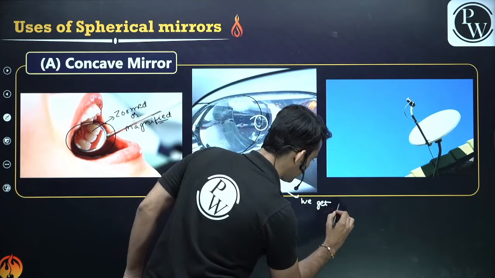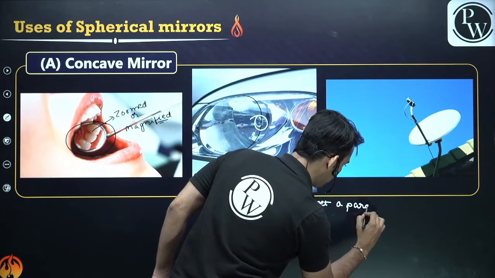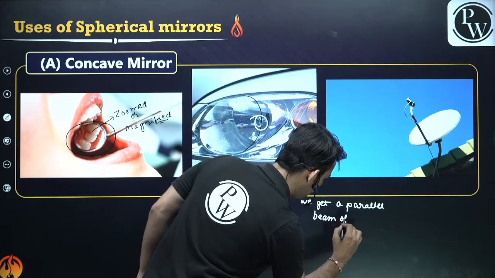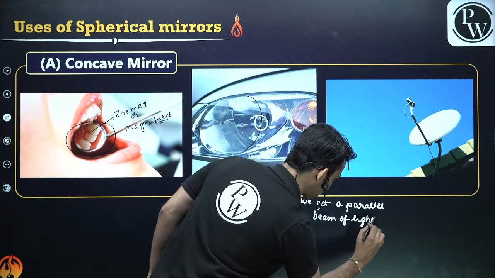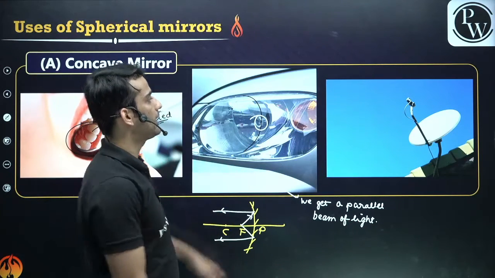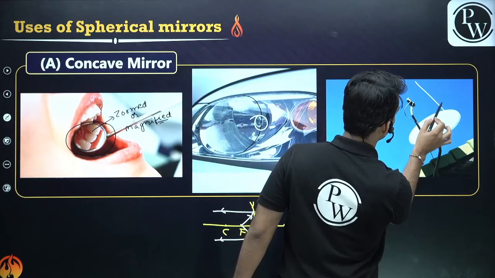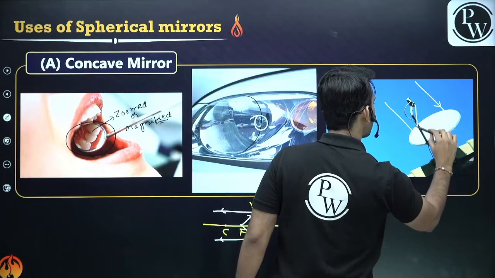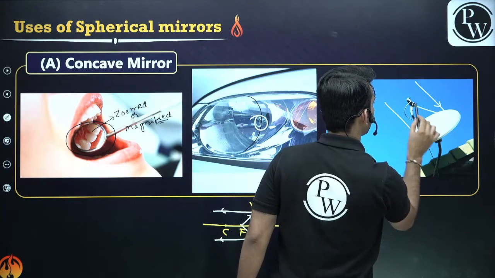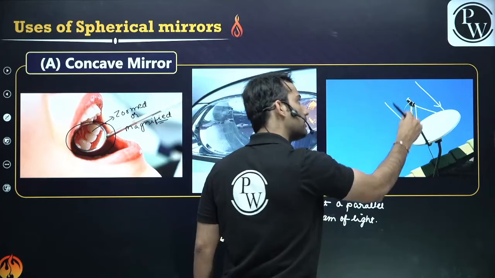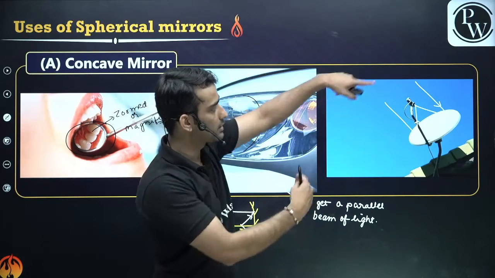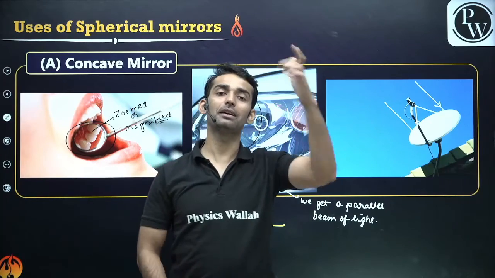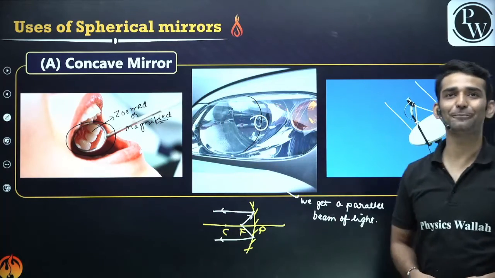We get a parallel beam of light. Is it clear, guys? Similarly, in dish antennas also, the receiver is kept at the focus basically. So signals coming parallel will merge here. So it's concave shaped. Clear, guys? These are the applications of the concave mirror.